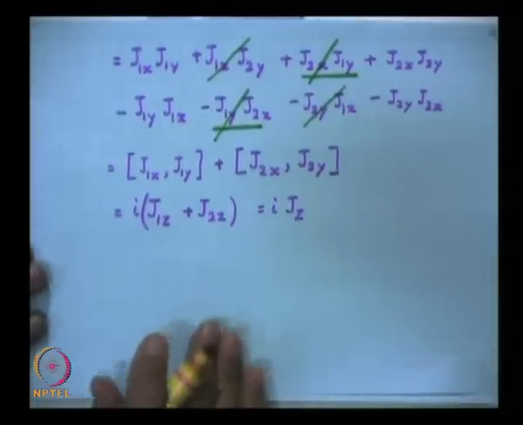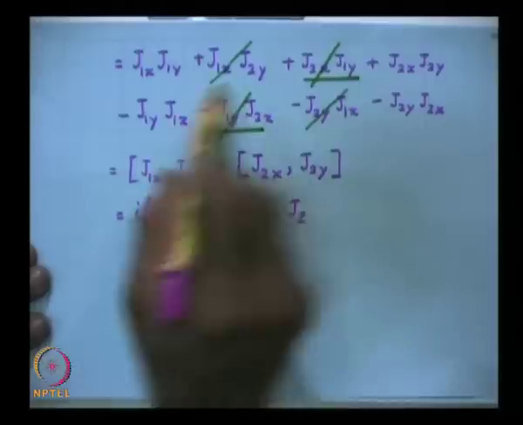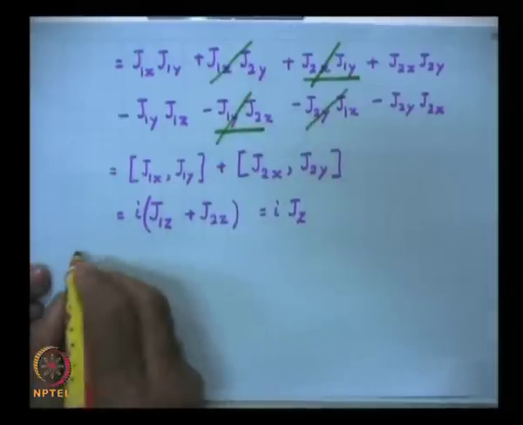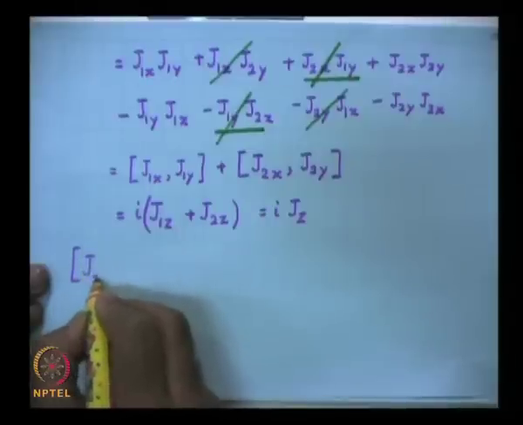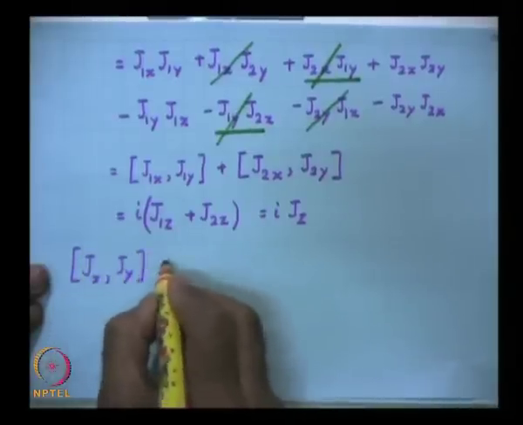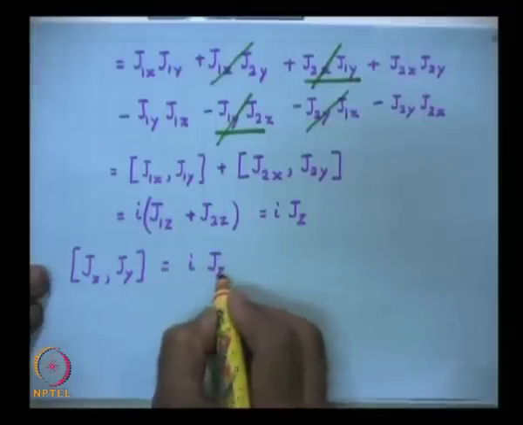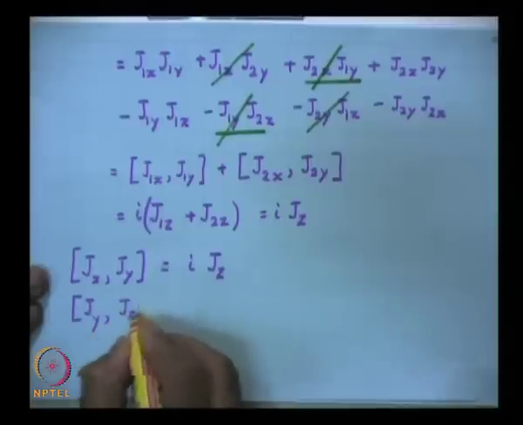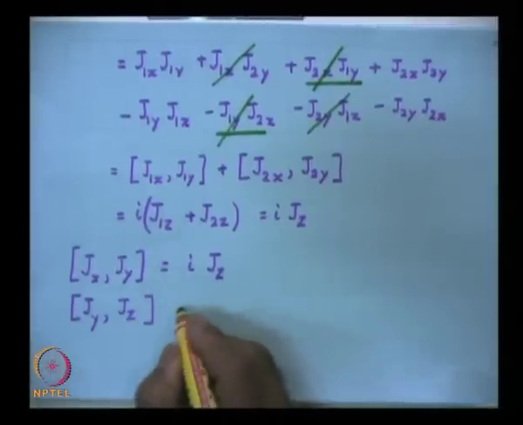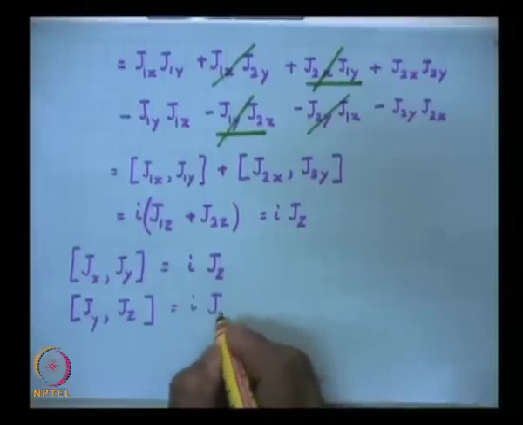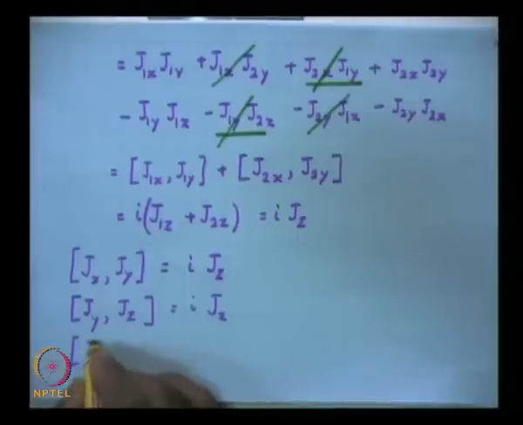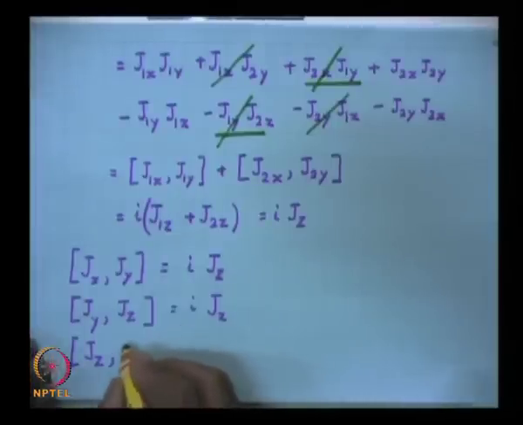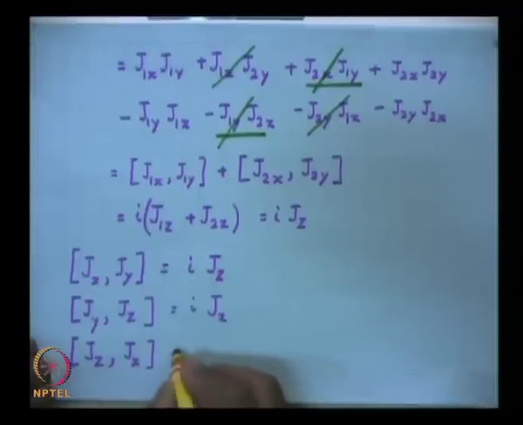So, I have proved that if the components of J1 commute with components of J2, then [Jx, Jy] is equal to i Jz. Similarly, I will leave it as an exercise for you to show that [Jy, Jz] is equal to i Jx, and [Jz, Jx] is equal to i Jy.